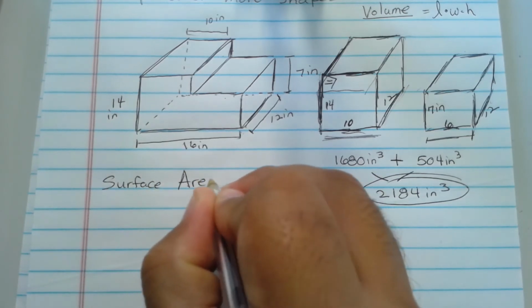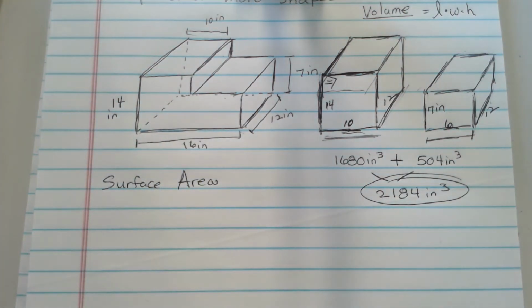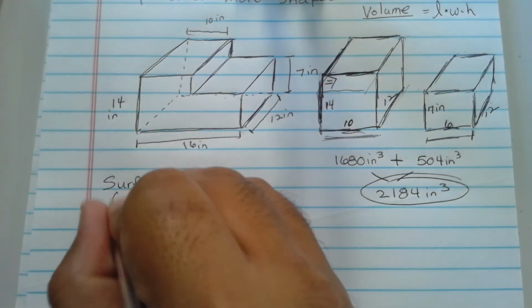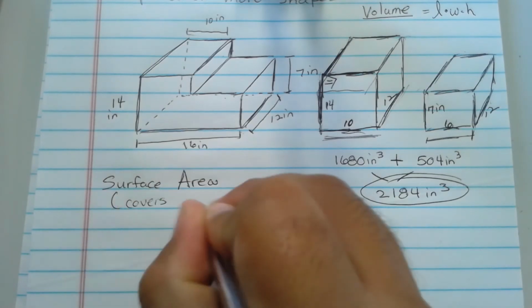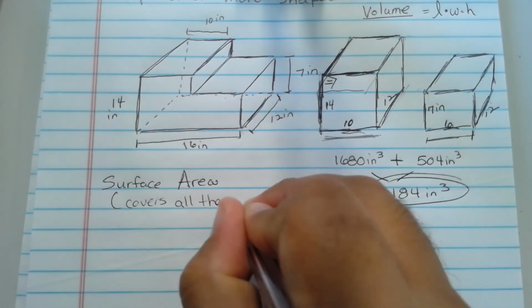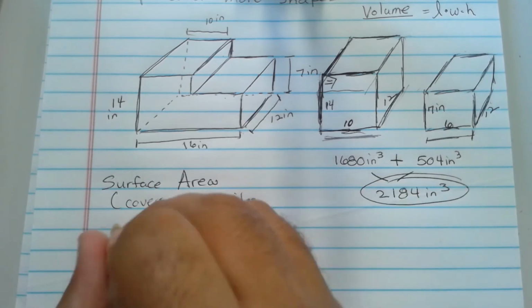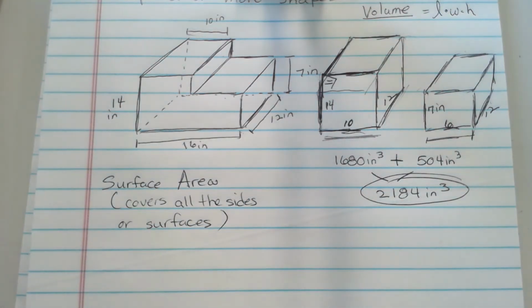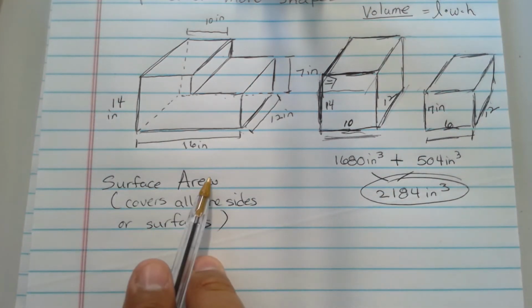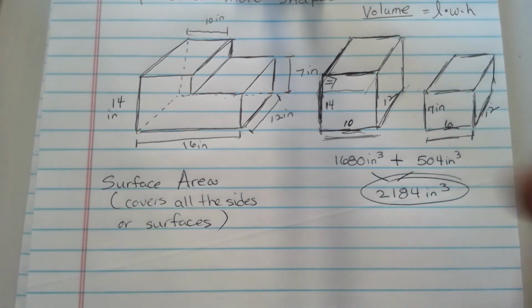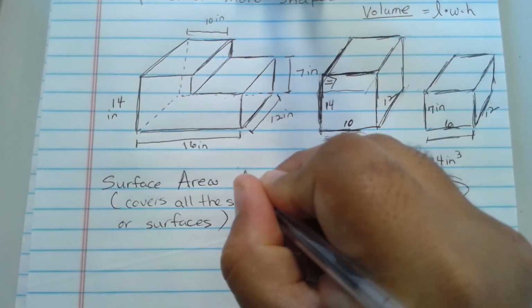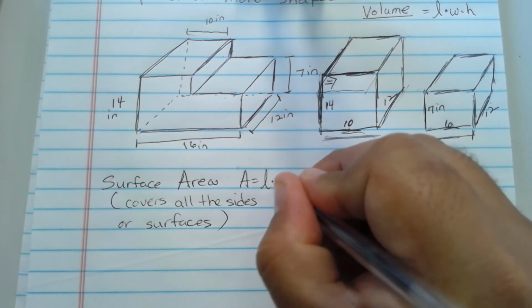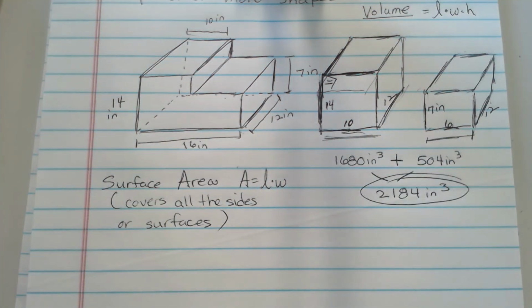Now, the surface area is a little bit tricky. Remember something. Surface area basically means it covers all the sides or surfaces. In order for you to find the surface area, we need to find how many faces it really has.